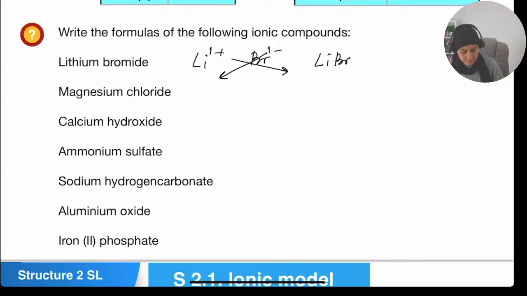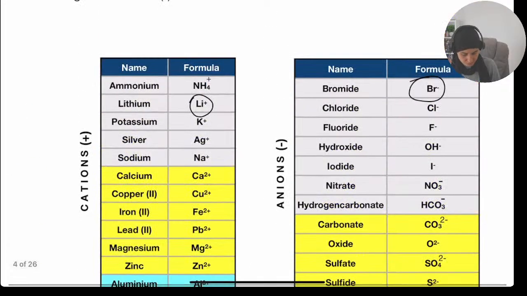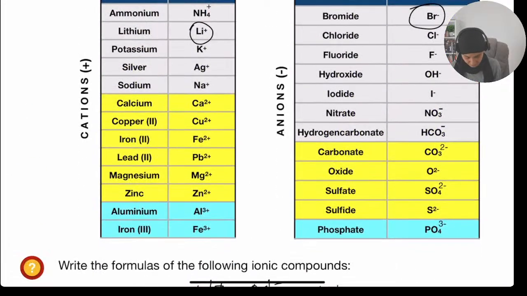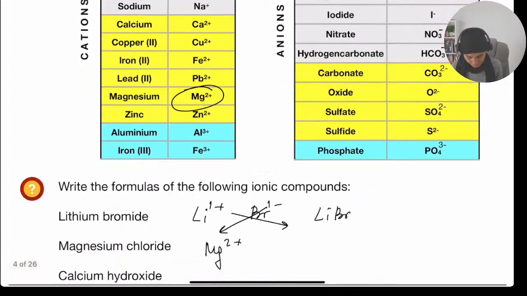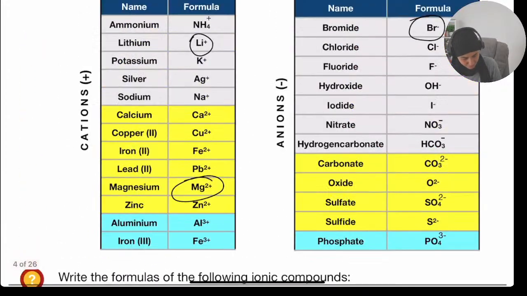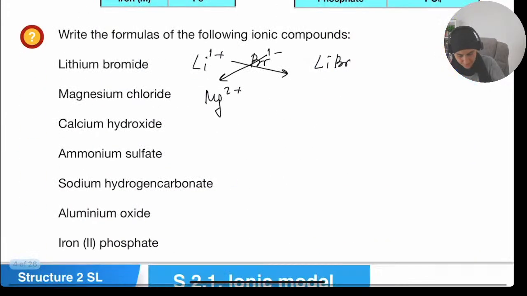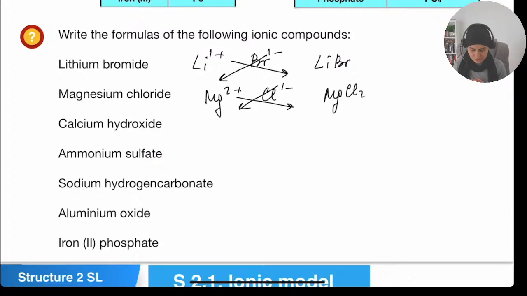Now let's try magnesium chloride. Magnesium is 2 plus, and chloride is Cl minus, from the table again, 1 minus. So 1 goes to magnesium, 2 goes to chlorine. The 1 you don't have to write, obviously. So that's MgCl2. We're crisscrossing stuff.